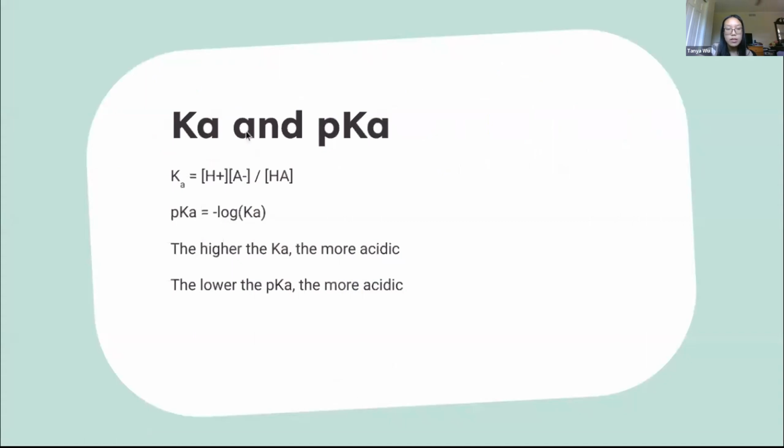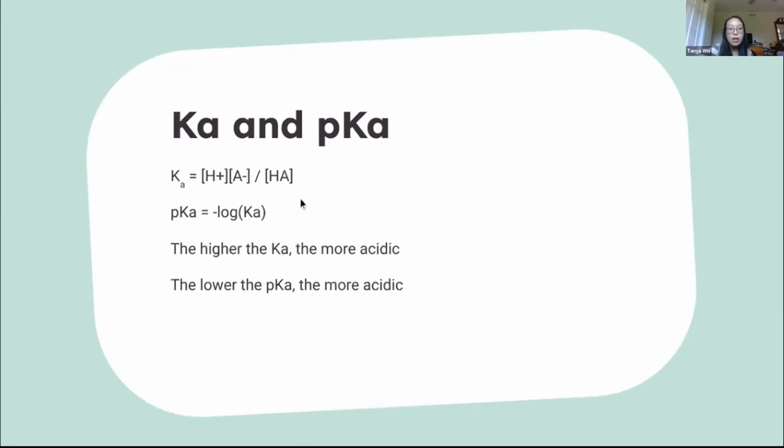Ka and pKa. So Ka is the acid equilibrium constant. So it's just the products over the reactants. So it's the H plus ions times the conjugate base over the acid. That's in molarity. And pKa is just the negative log of the equilibrium constant.